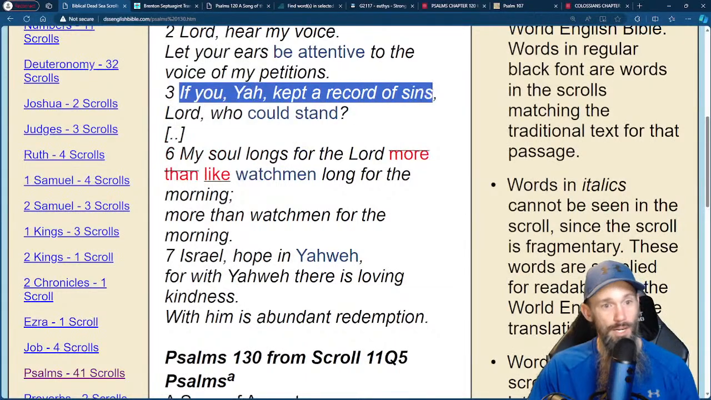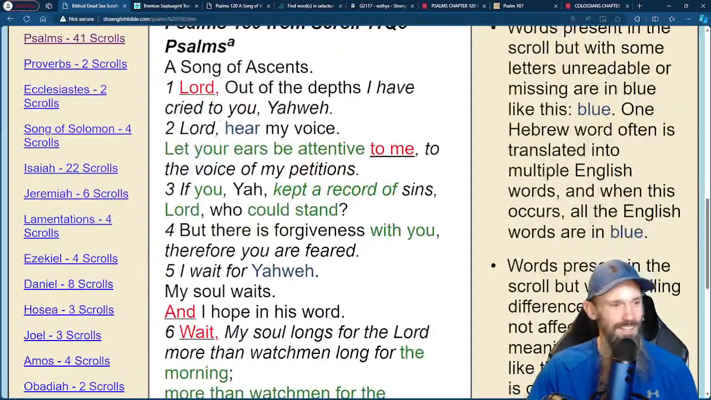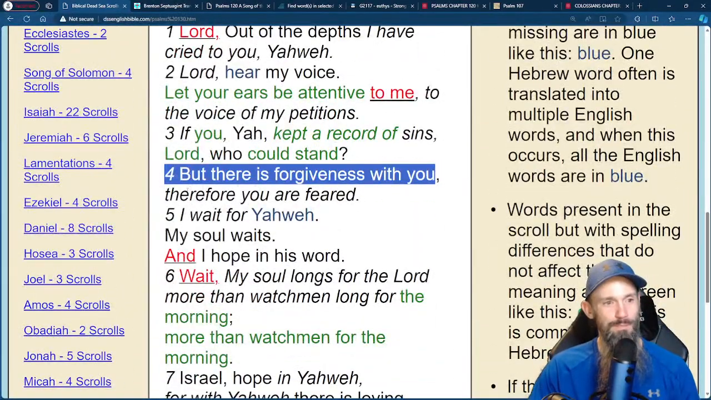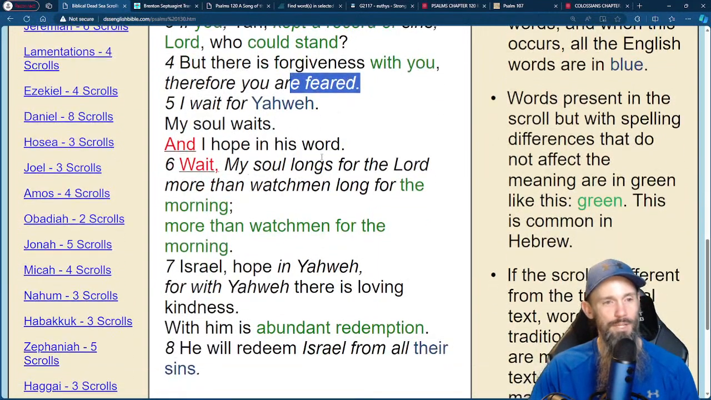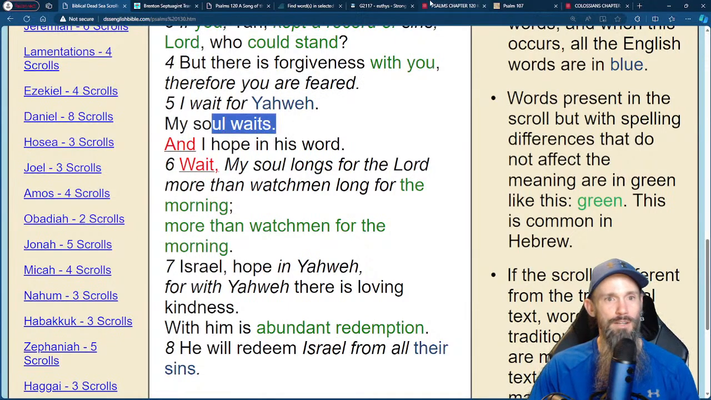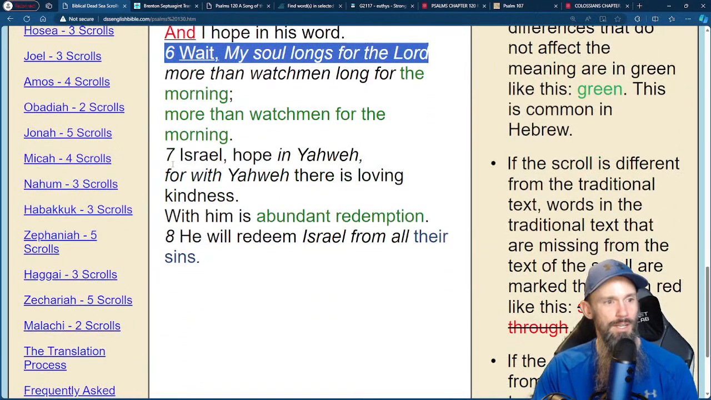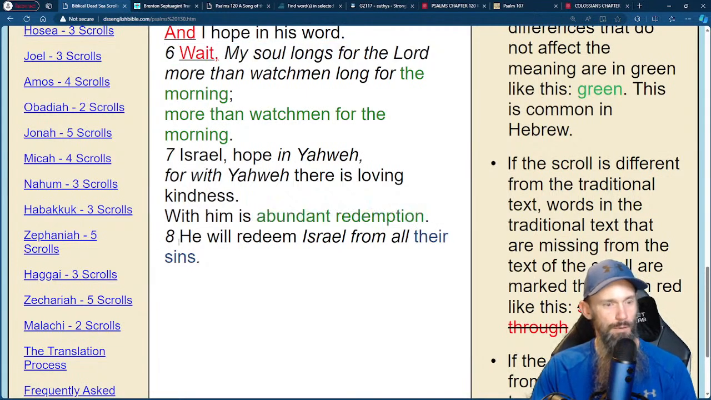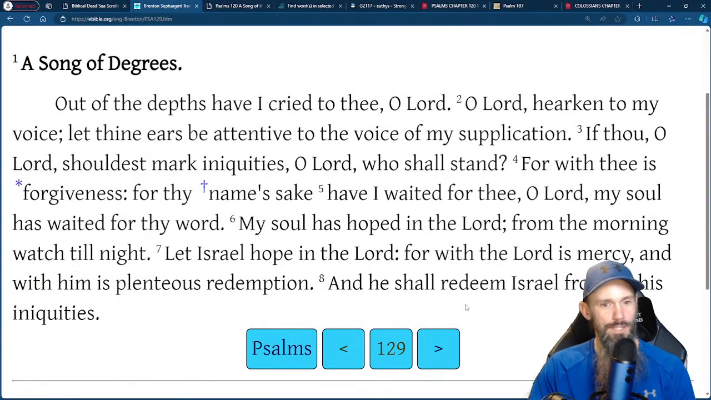So if you, Yah, kept a record of sins, Yahuwah, who could stand? Nobody. But there is forgiveness with you. Therefore you are feared. Exactly. I wait for Yahuwah. My soul waits, and I hope in his word. Blessed are those who wait. What did Messiah say? Wait. My soul longs for Yahuwah more than watchmen for the morning. Israel, hope in Yahuwah. For with Yahuwah there is loving kindness, with him is abundant redemption. He will redeem Yisrael from all their sins. Praise Yah.